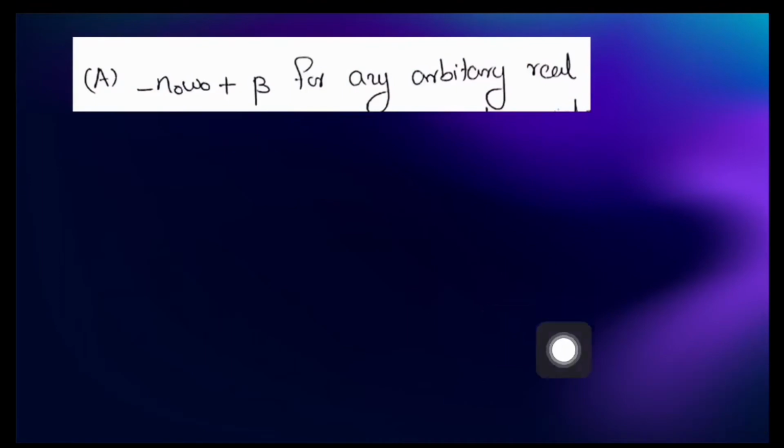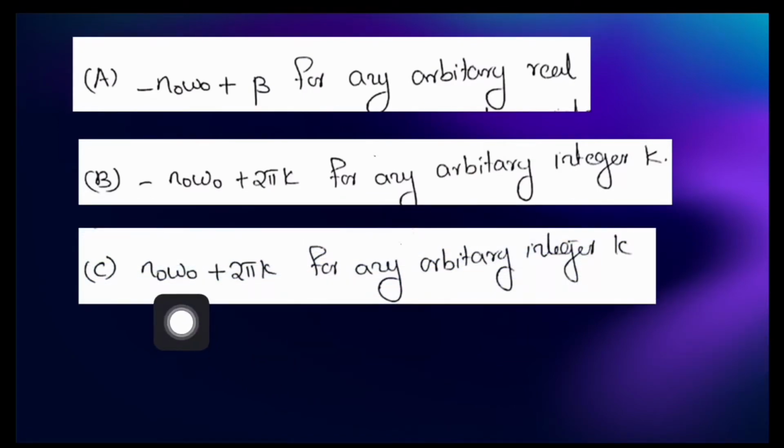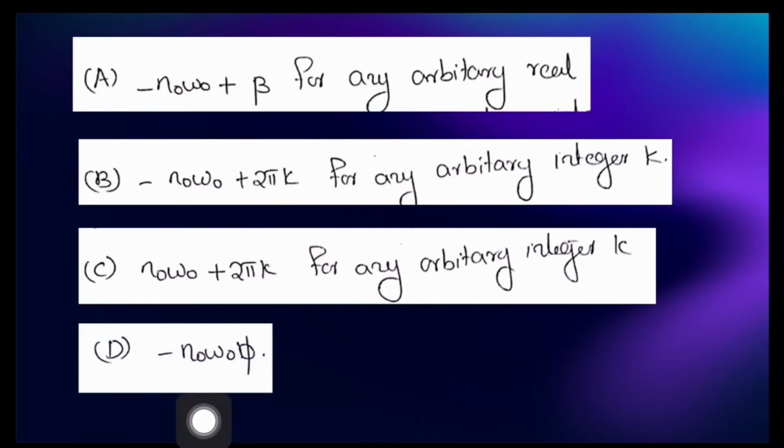Four options are given. Option A, minus n0 omega 0 plus beta for any arbitrary real beta. Option B, minus n0 omega 0 plus 2 pi k for any arbitrary integer k. Option C, n0 omega 0 plus 2 pi k for any arbitrary integer k. And option D, minus n0 omega 0 phi.